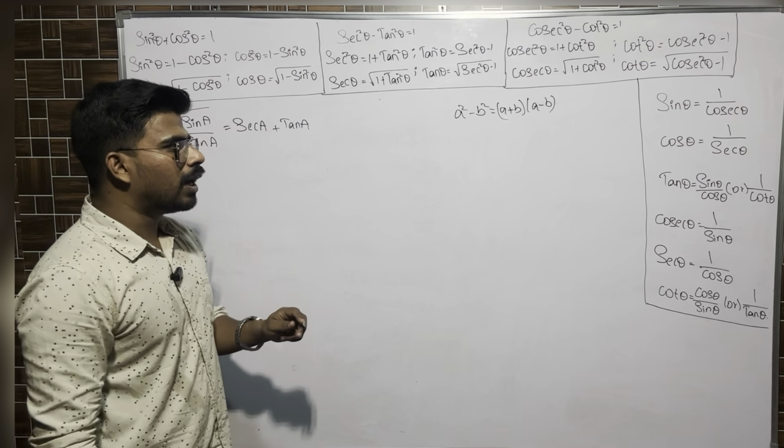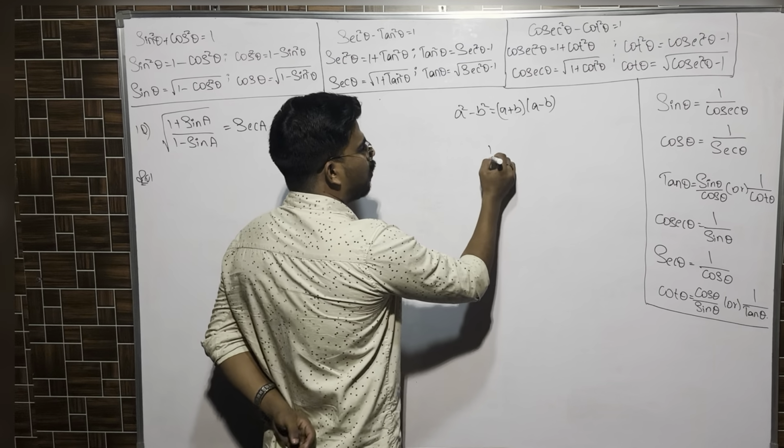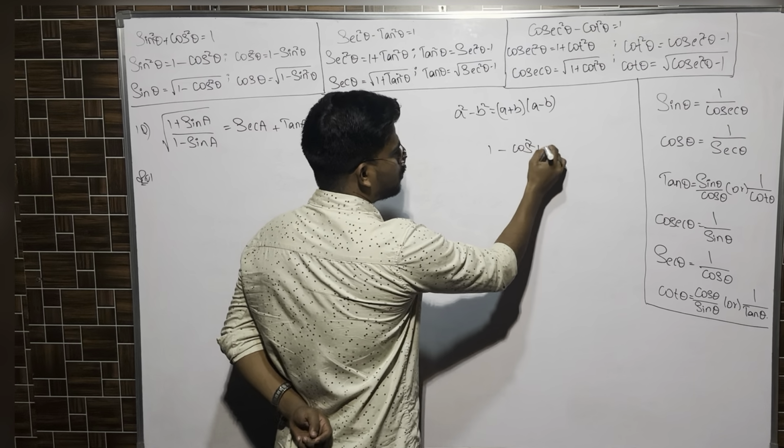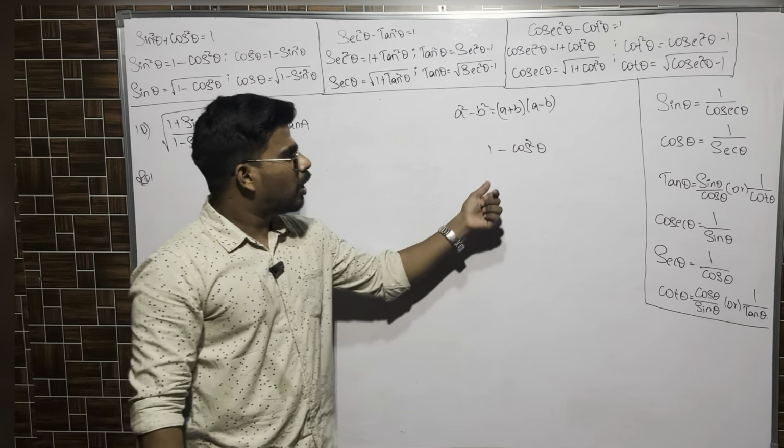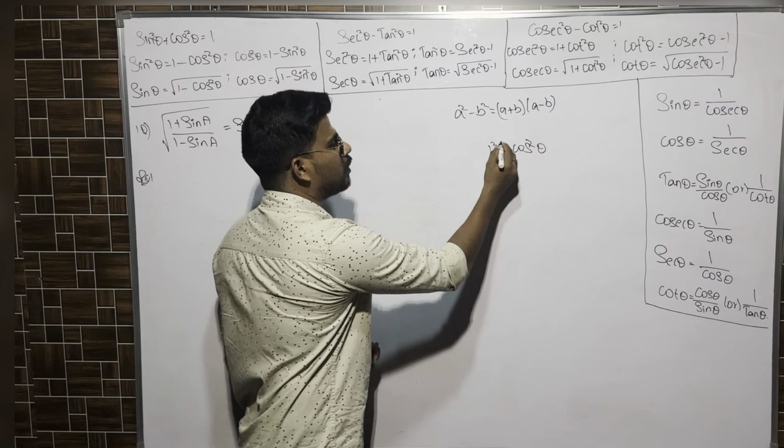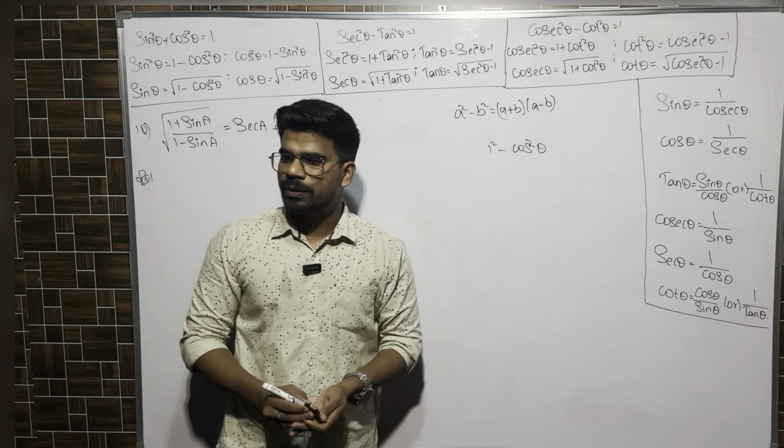Second, if I have 1 minus cos square theta, this 1 automatically I have to write as 1 square, because 1 square is again 1. Why do we put 1 square?